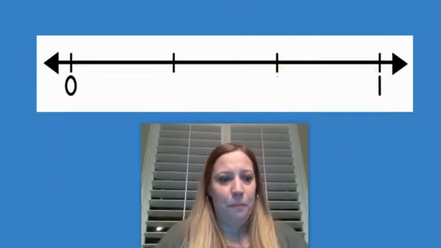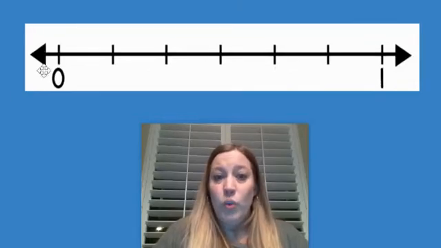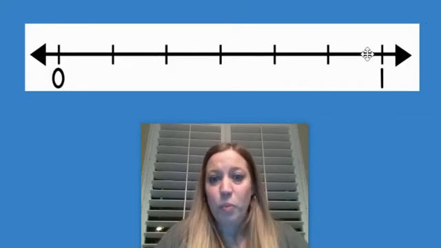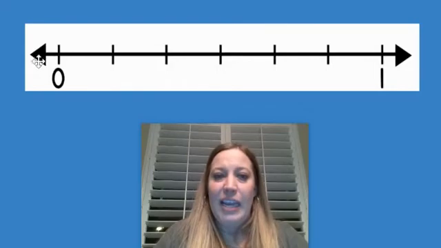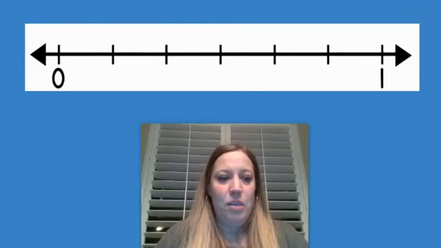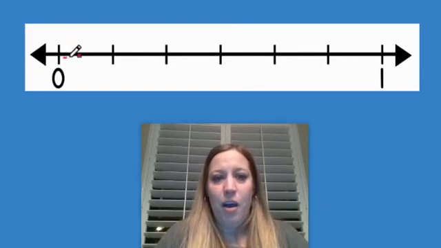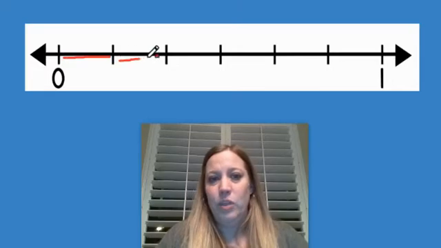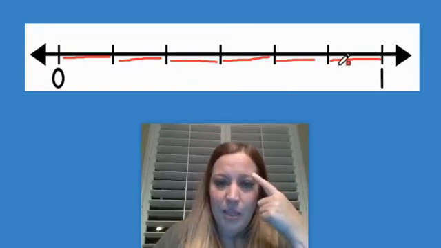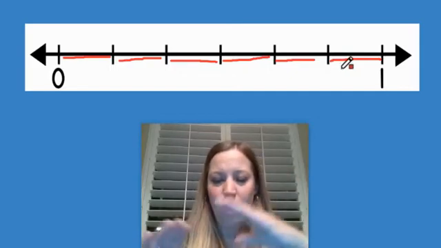Okay, let's try another one. So when I'm looking at a number line, I'm checking, here's my 0, here's my 1. This is one whole piece. Now, I want to find how many pieces there are. I'm not counting the tick marks because that 0 is going to throw me off. I'm going to count how many pieces. So let me get my pen, and I've got 1, 2, 3, 4, 5, and 6. So I have 6 pieces in the whole thing.